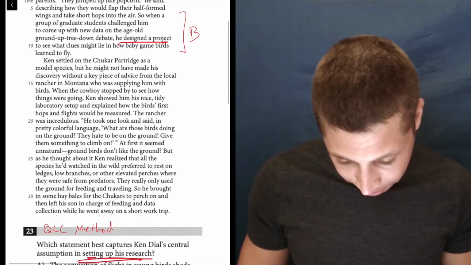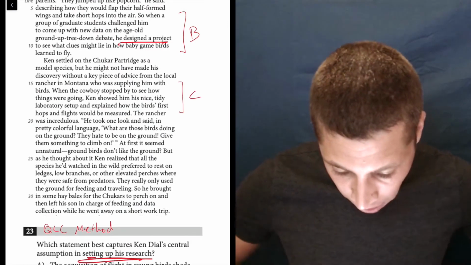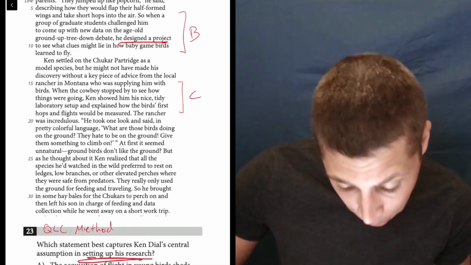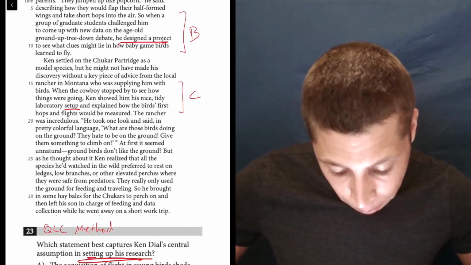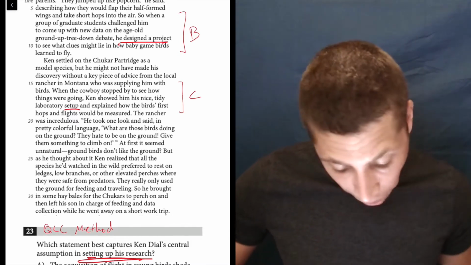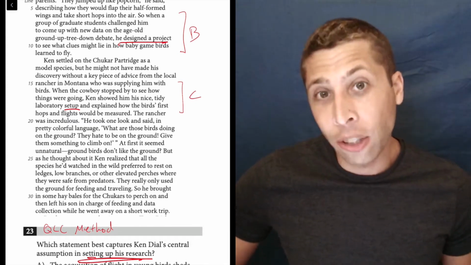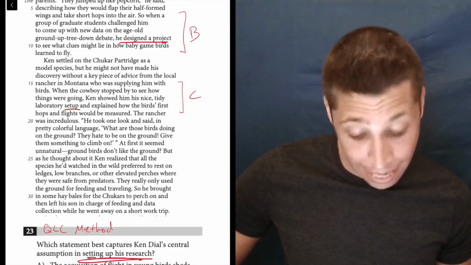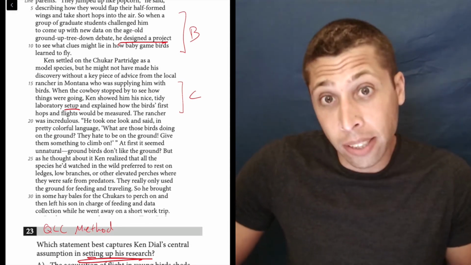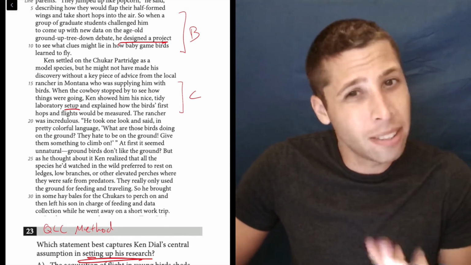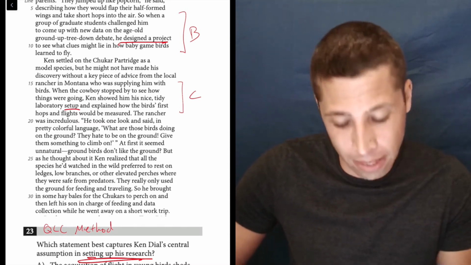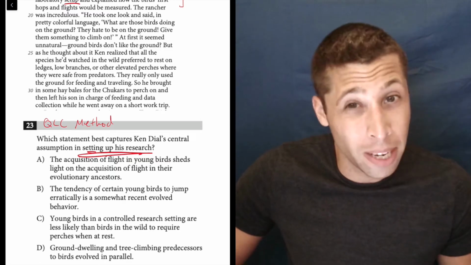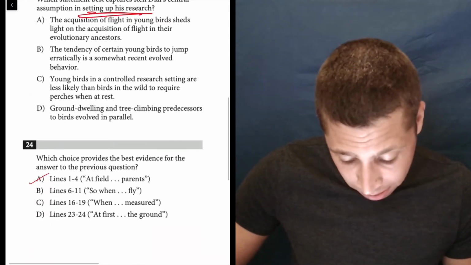C, 16 to 19. That is here. "When the cowboy stopped by to see how things were going, Ken showed him his nice, tidy laboratory setup, and explained how the bird's first hops and flights would be measured." Okay, it's saying he showed the guy his setup, but it's not really describing the setup in any way. It's tidy. Yeah, I'll leave this in because it's talking about the way he set it up, but it's not really describing it in a meaningful way, so that doesn't seem really helpful. But let's see. I guess I didn't really think that deeply about choice B, so I shouldn't really have to worry about choice C the same way yet.